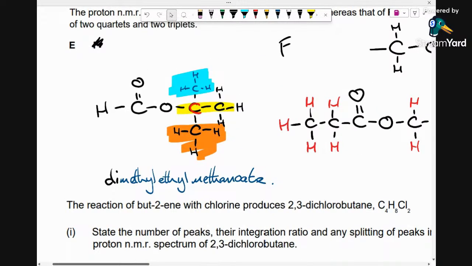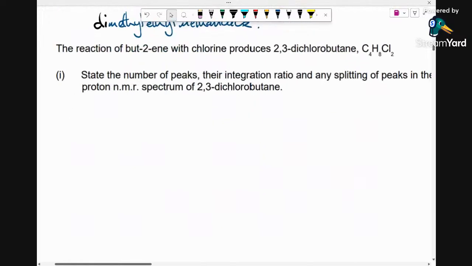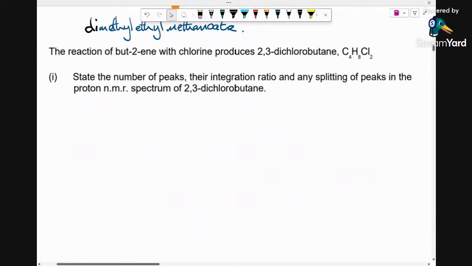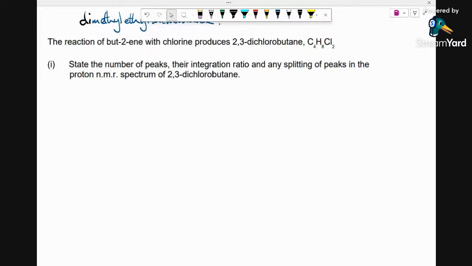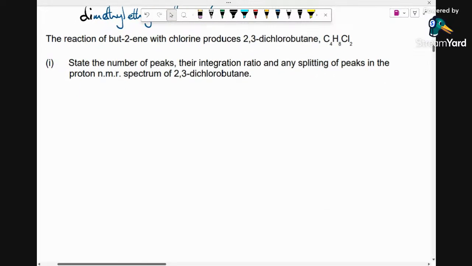As I said, other examples of those, please do the practice. Next. The reaction of but-2-ene with chlorine produces 2,3-dichlorobutane. State the number of peaks, their integration ratio, and any splitting in the proton NMR spectrum of 2,3-dichlorobutane. Right, now this question here, guys, is asking you to interpret data. And it needs a very specific style of answer.